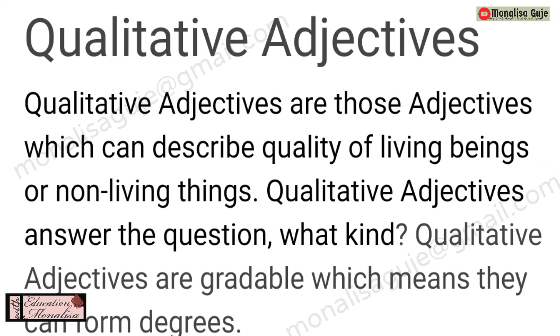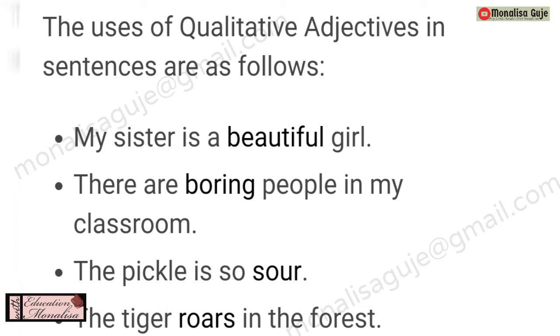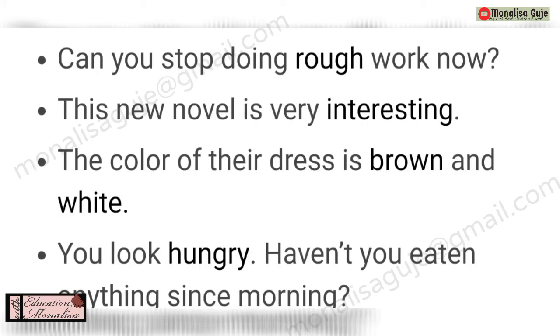Now the exercises. So use the qualitative adjectives in sentences. So you can copy it. My sister is a beautiful girl. You can see beautiful is a little bit bold. You have to underline it. These are boring people in my classroom. So, how are the people? They are boring. Underline it. The pickle is so sour. See again, how is the pickle? It is so sour. You have to underline sour. The tiger roars in the forest. Underline roars. Then the next one, can you stop doing rough work now?